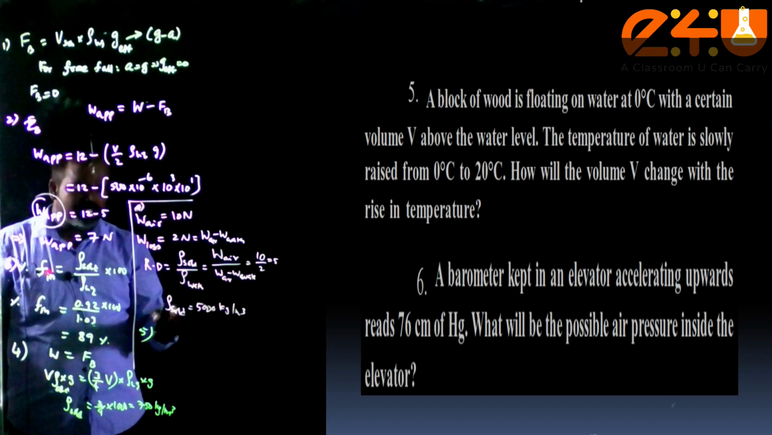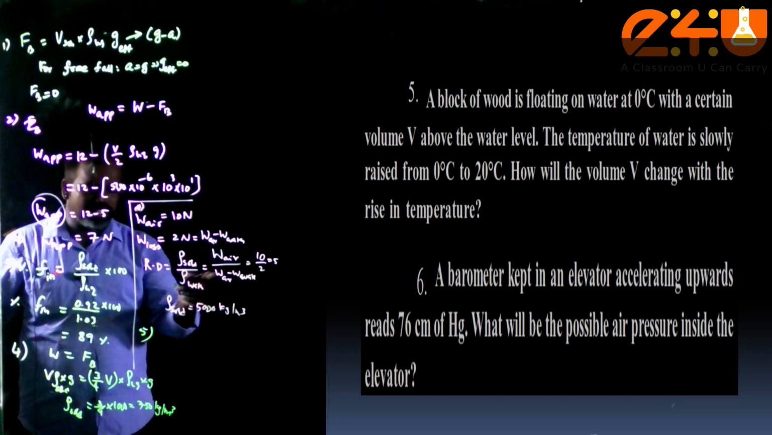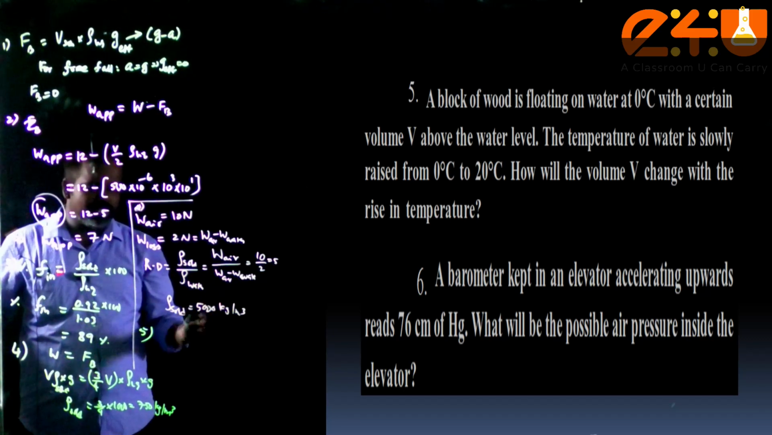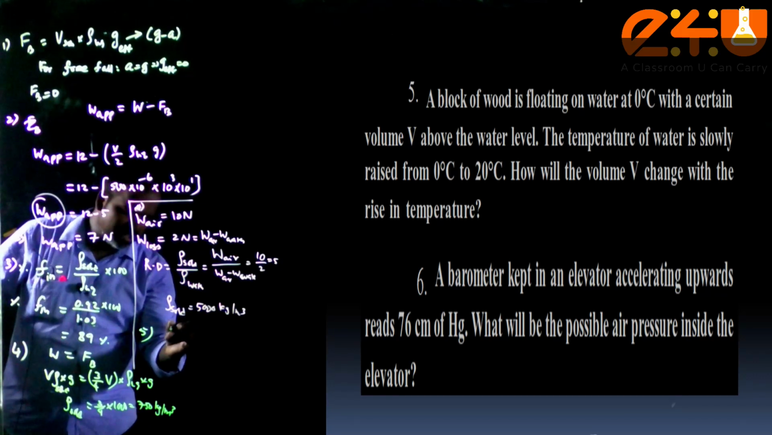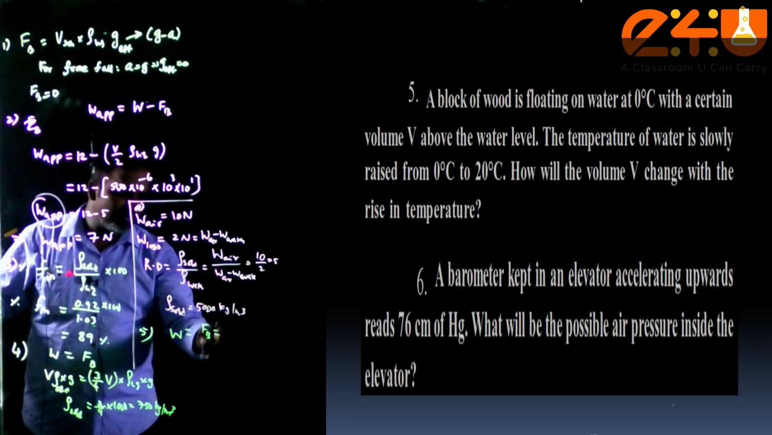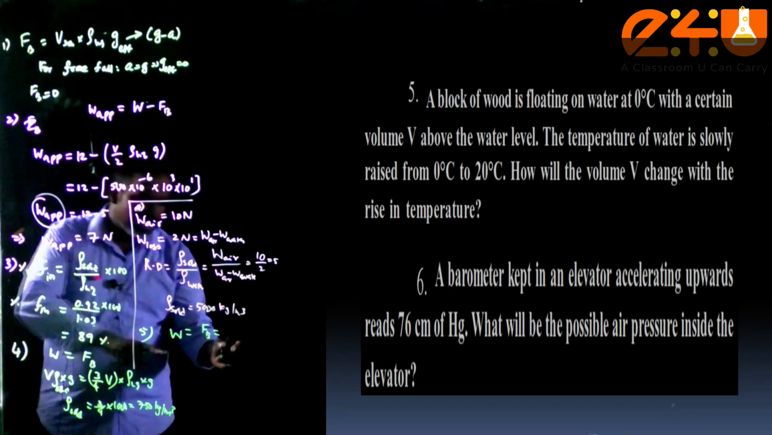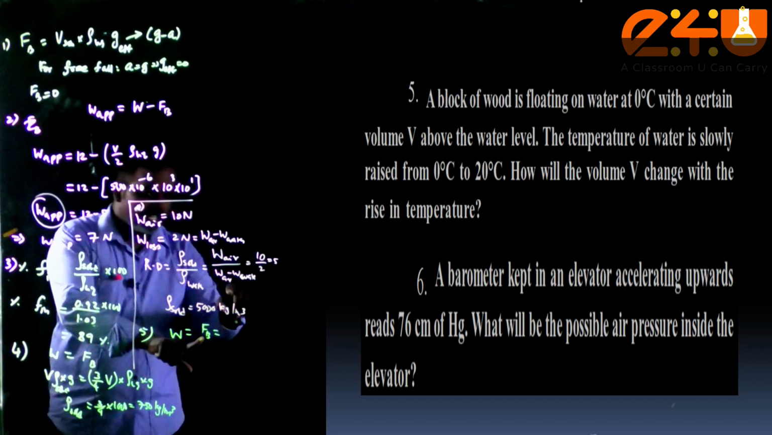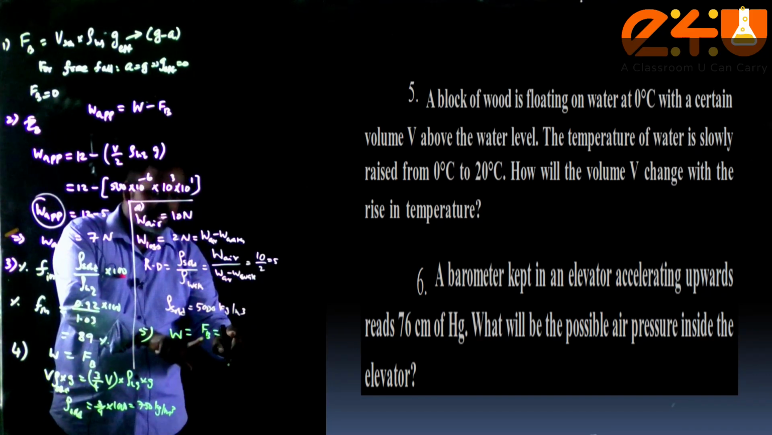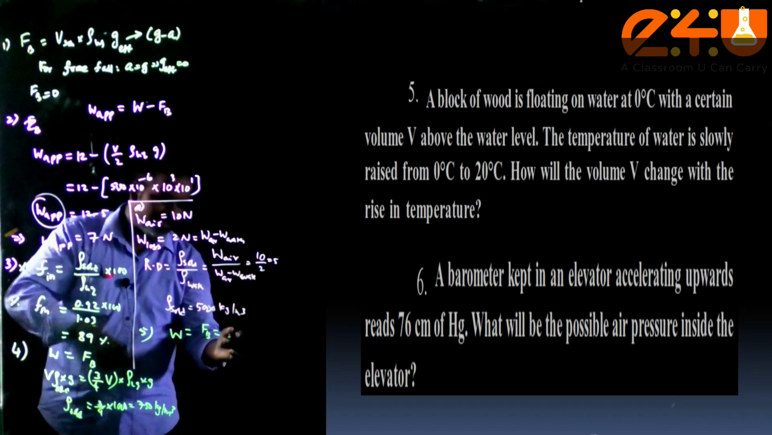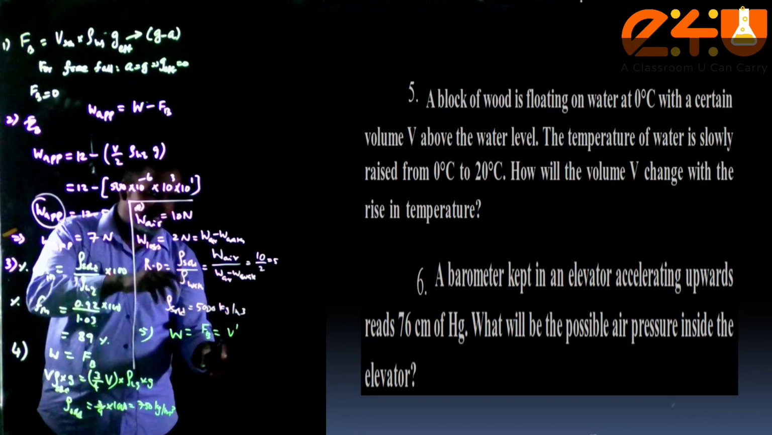The wood is at 0 degree centigrade, and the corresponding volume is V. When the temperature increases from 0 to 20, what will be the change in V by the rise in temperature? Since it is floating, we can write that W is equal to F buoyancy. That F buoyancy is nothing but the volume of the solid inside the liquid. So remember this formula. Here the volume of the solid is V at 0 degree, and say V dash is the volume at 20 degrees.